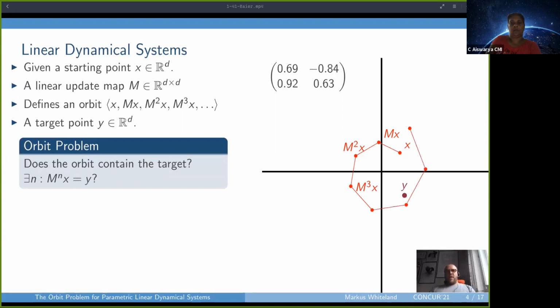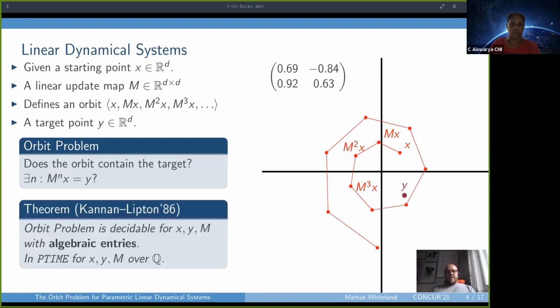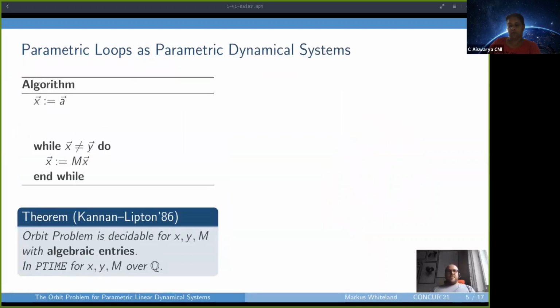So one could keep on going and see that probably in this case the target cannot be reached, but you don't need to guess. This is an actual theorem that this problem is decidable when x, y, and m contain algebraic entries. In fact, it is decidable in polynomial time when x, y, and m contain rational numbers. So, the Cannon-Lipton theorem shows that it is decidable whether these kinds of while loops halt or not.